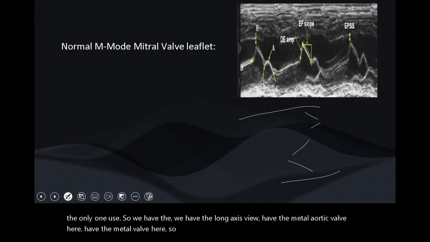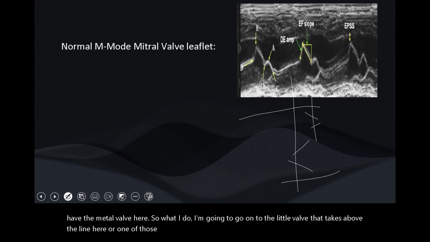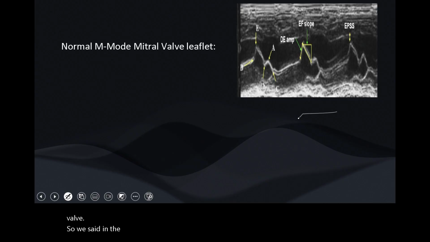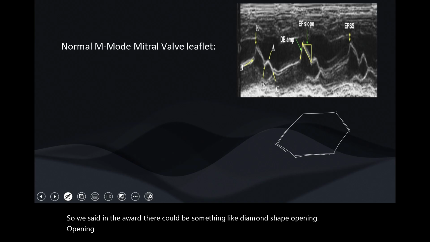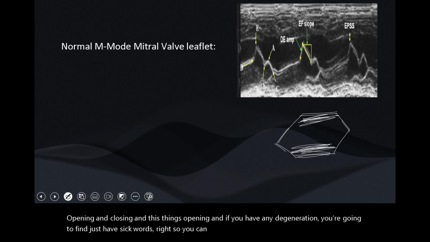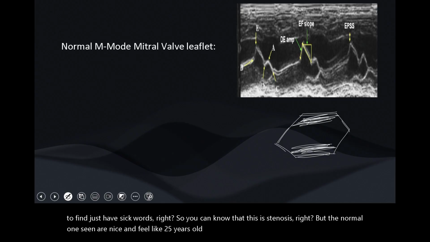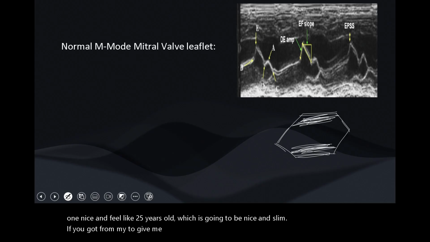So what I do, I go to the mitral valve and put the line here. Or when I do the aortic, I put it here in the valve. I see the movement of the valve. In the aortic, it's going to be something like a diamond shape opening and closing. If you have any degeneration, you're going to find thick walls, right? So you can know this is stenosis. But the normal one is thin and nice, like a 25 year old, nice and slim. If you go for mitral, it gives you something very similar or close to the EA ratio.